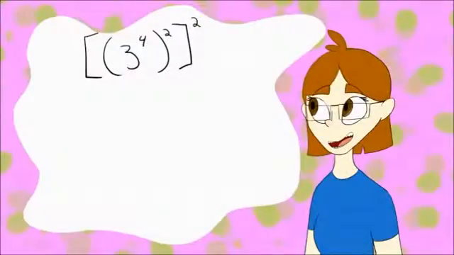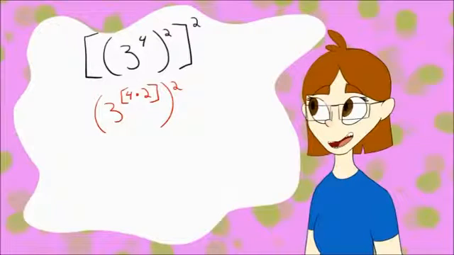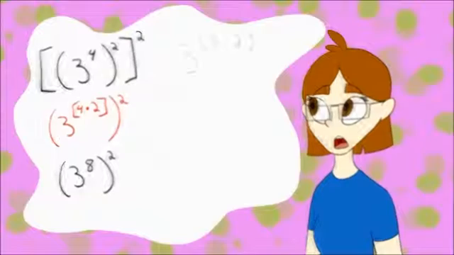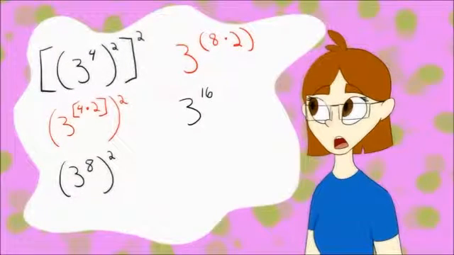Now this one looks a little tricky, but it's actually quite simple. So you multiply the 4 and the 2 that are closest to the 3, working on the inside out. You should get 3 to the 8th with a square on the outside. Then you multiply the 8 and the 2 together, so then you get 3 to the 16th. But you're not done yet.